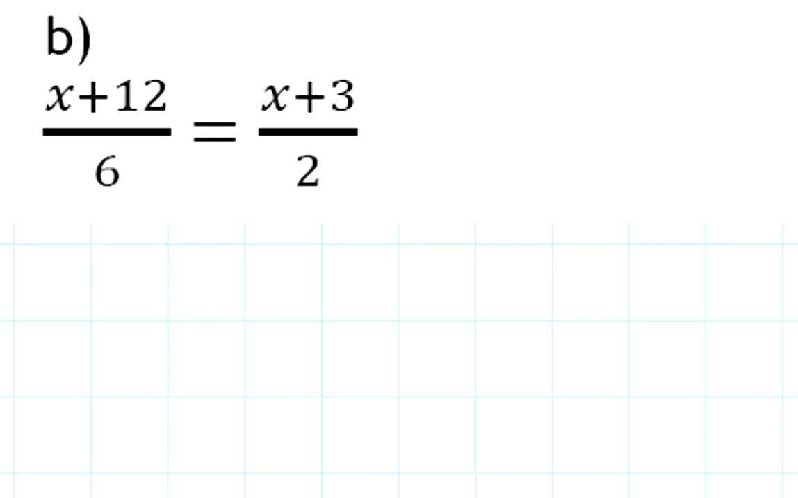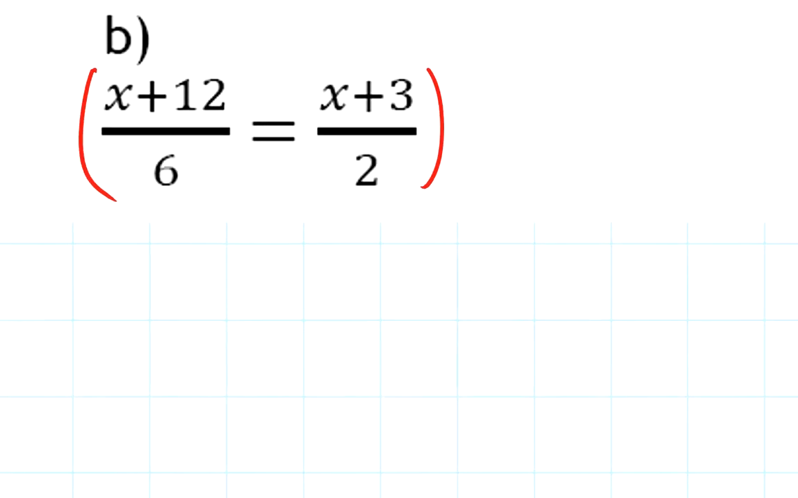And you may be saying, Mr. Roberts, are you sure you don't need to use 12? No, 6 would do it. So what I'm thinking is I'm going to multiply both sides of this equation by the number 6.